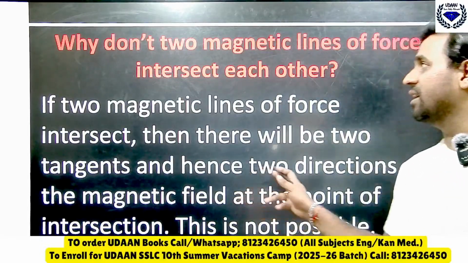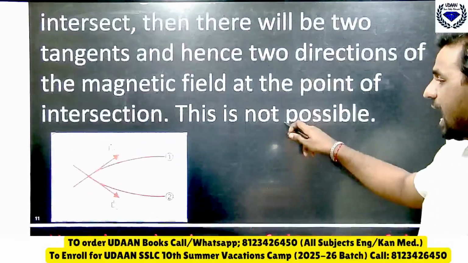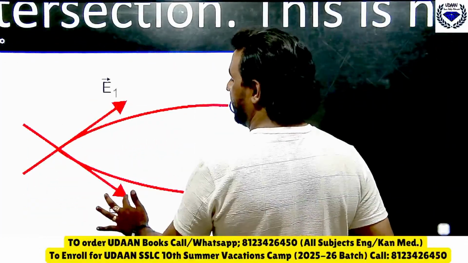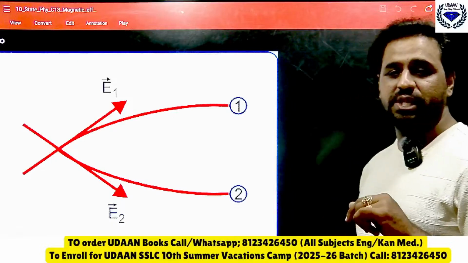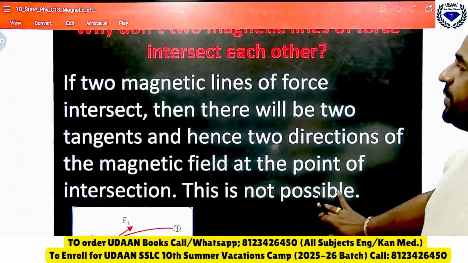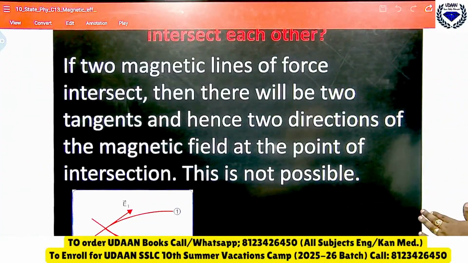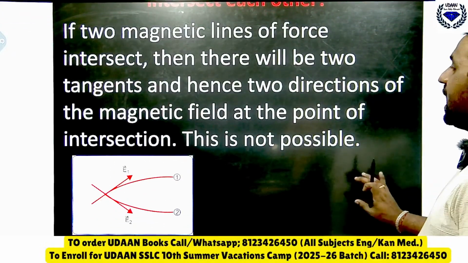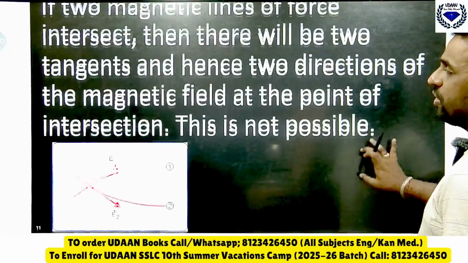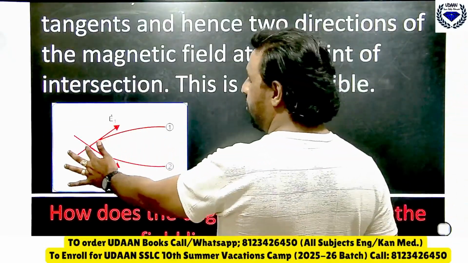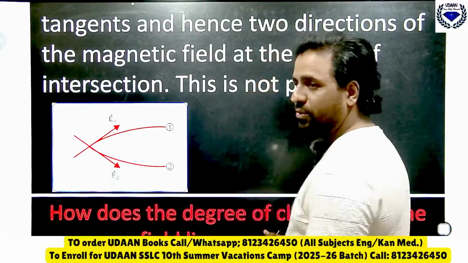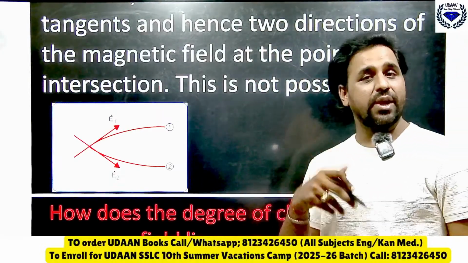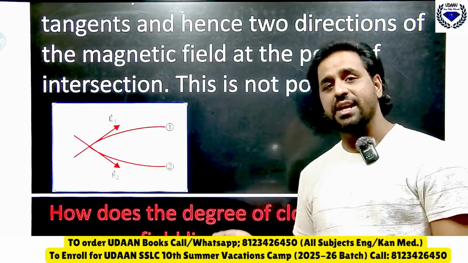Then as you asked here, why do two magnetic field lines never intersect each other? The answer is here. See, at the point of intersection, the lines would show two directions, which is not possible. If two magnetic field lines of force intersect, then there will be two tangents and hence two directions of the magnetic field at the point of intersection. At one point showing two directions is not possible. Therefore, magnetic field lines never ever intersect each other.